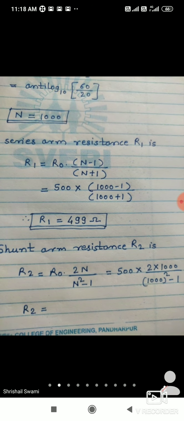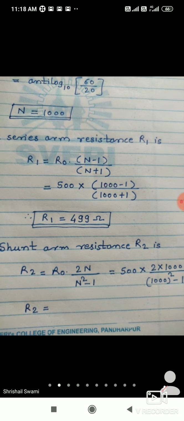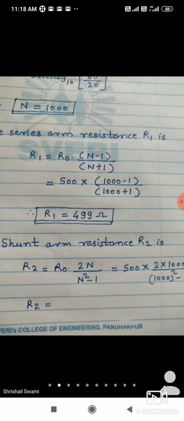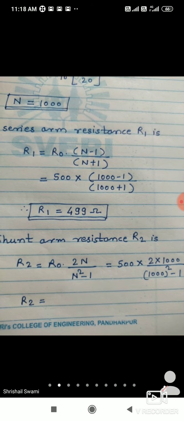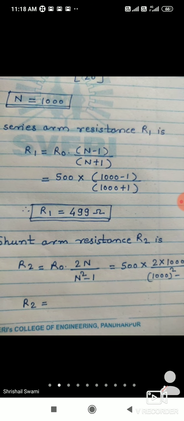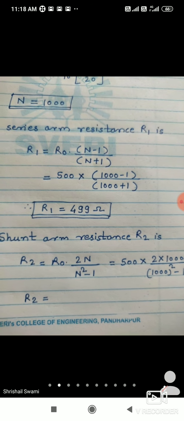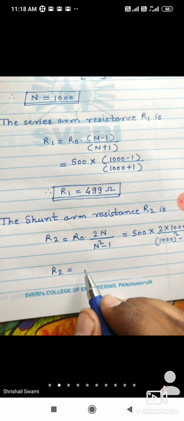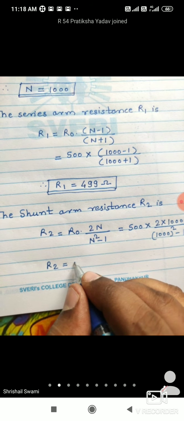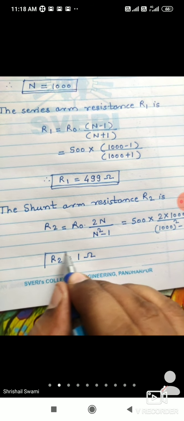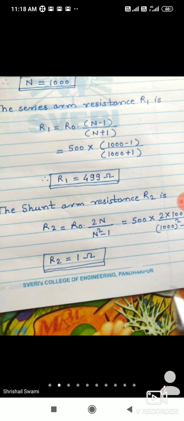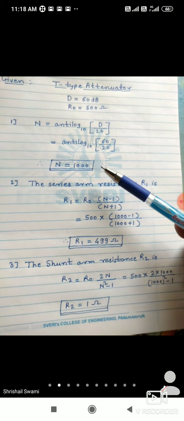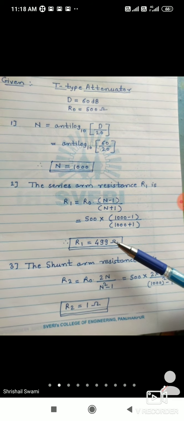What is the answer? 500 into 2 into 1000, that is 1000 into 1000. 500 into 2 means 1000. 1000 into 1000 divided by 1000 square minus 1. So it is nearly 1. So what is the exact value? Hmm? 0.99. 1.0 means 1 ohm. Okay. So this will give the R2 and this will give the R1. So all three formulas we have used. We have calculated N, and based on N we got the R1 and R2 value.